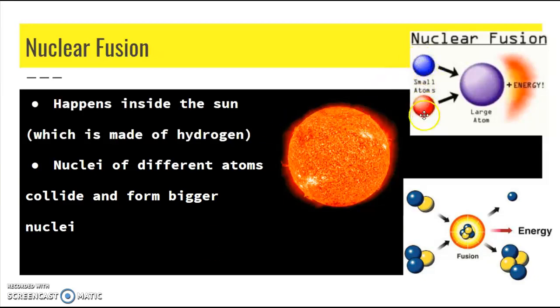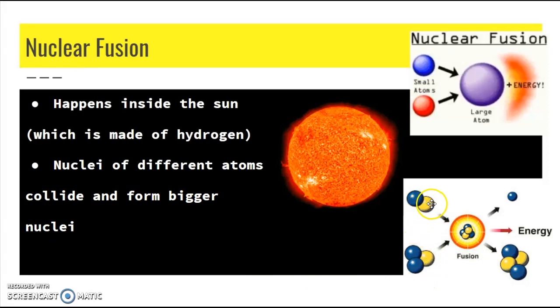So here we have a picture of that. Two small atoms colliding to make a big atom. And during nuclear fusion, there's energy that's released, which is part of why the sun is very hot. So nuclei, or more than one nucleus, can collide or crash together and make big nuclei or big atoms. And so this is another picture of that.